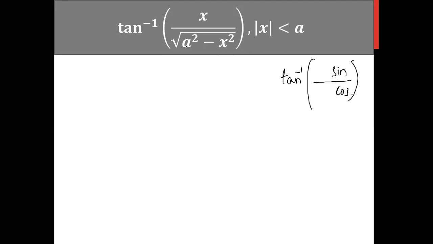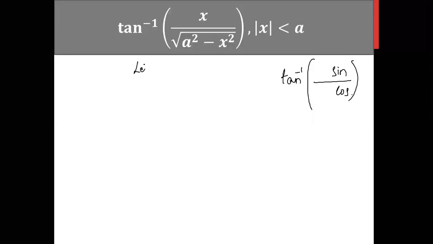Remember we have a also. It is a square minus x square. So what might be the substitution for x? Is x equal to only sin theta, or is anything else there? A sin theta. Good. Good Sahana. It is a sin theta. Good Simran. It is a sin theta. Why? Observe why we are putting a sin theta.